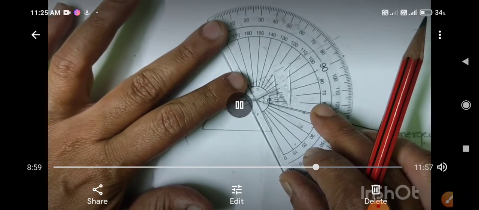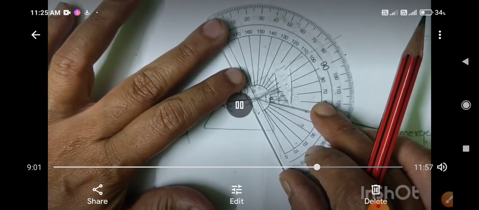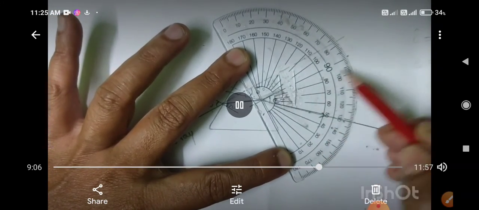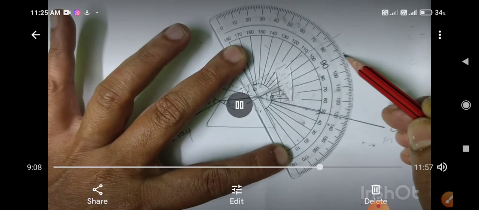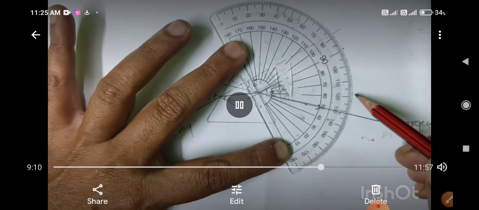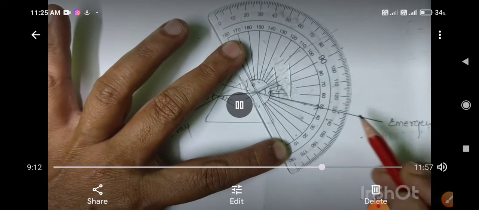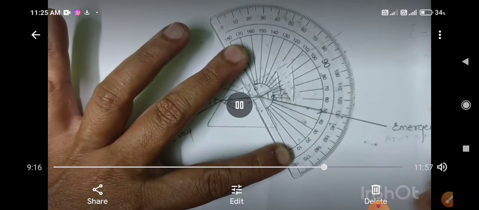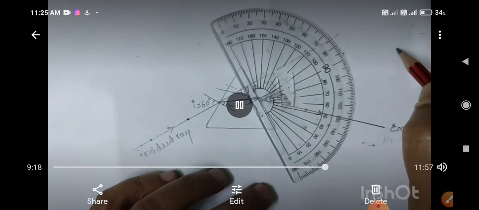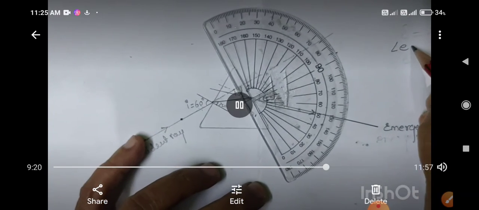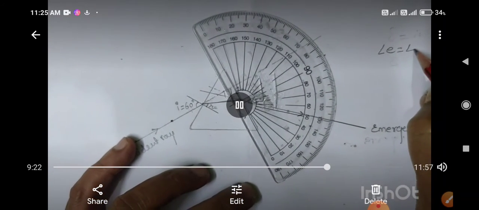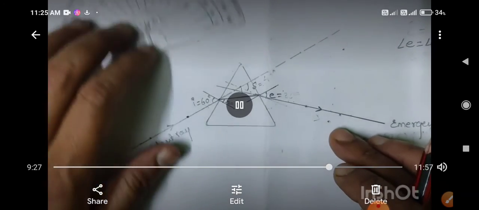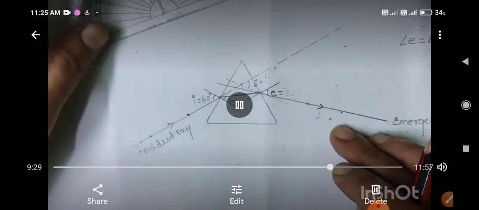Okay, so you keep this and the line like this, and then you just count from this 90. See, it is 10, 20, 30, 40, and it is 41. Okay, this much is 41. So I'll write down angle of emergence is equal to 41 degree. Okay. In the same way, we'll find out the angle of deviation.